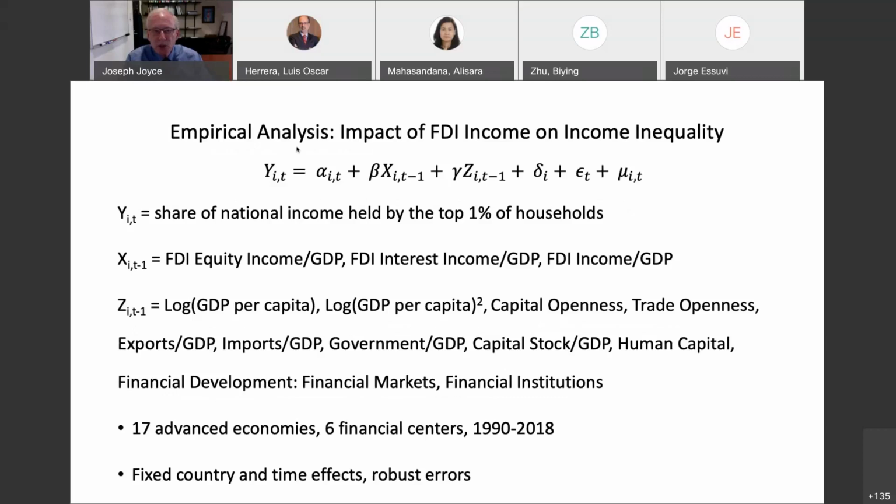So we ran some empirical analysis looking at the share of national income held by the top 1% of households. The primary variable of interest for me was the FDI income, where I divided it into the equity, the interest, and the total. Control variables are taken from the literature that I found about this issue of inequality. We have data for 17 advanced economies, 6 financial centers, 1990 to 2018. I have fixed country and time effects and robust errors. And as you can well imagine, there's lots of results. I really am going to key on just a few, given the time constraint.